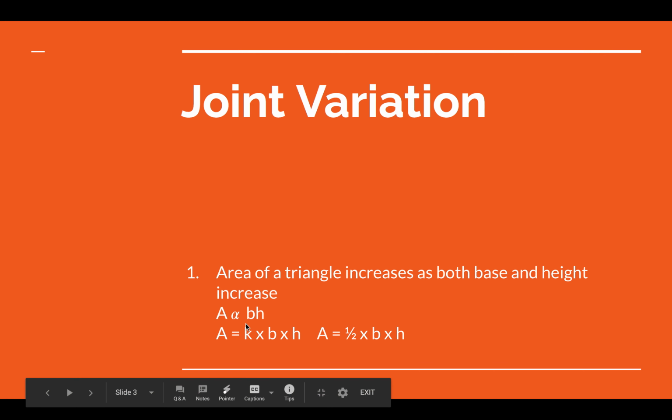Or in other words, as B grows up, A grows up. As H grows up, A grows up. So we can find a K factor, which says that if we multiply that K by B and H, that means that as B and H are growing up, so does A grow up. So this is the sort of relationship that is described by joint variation.